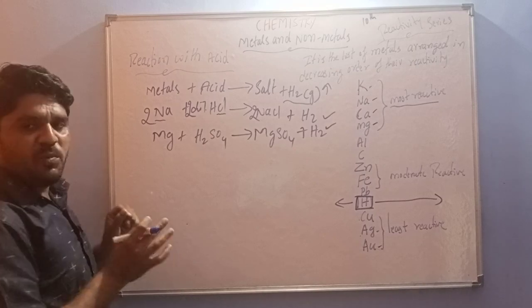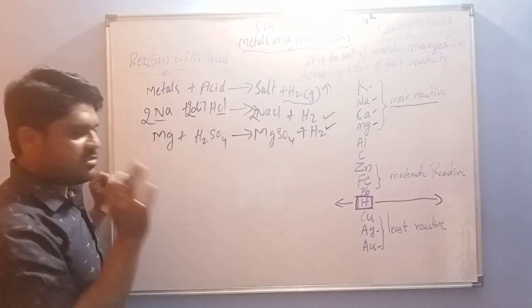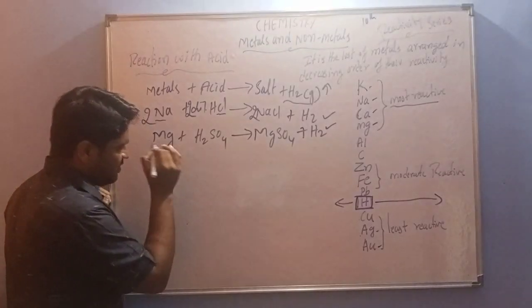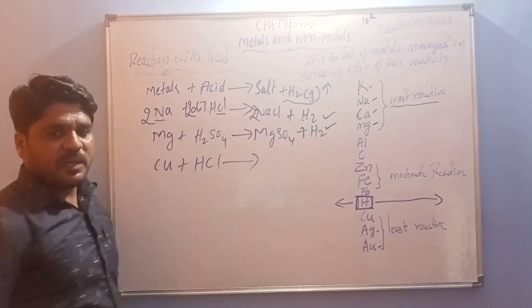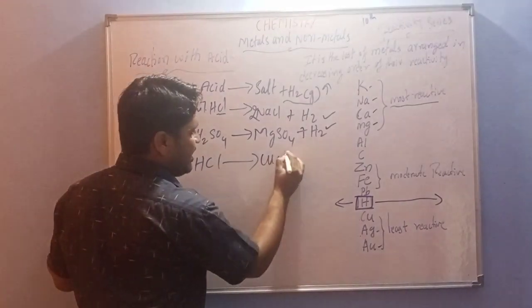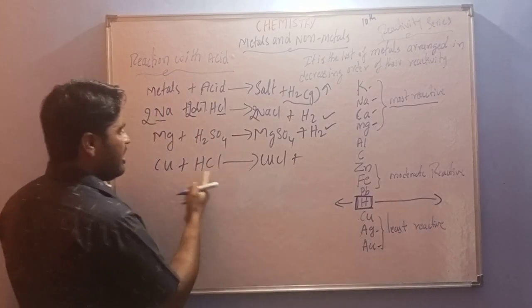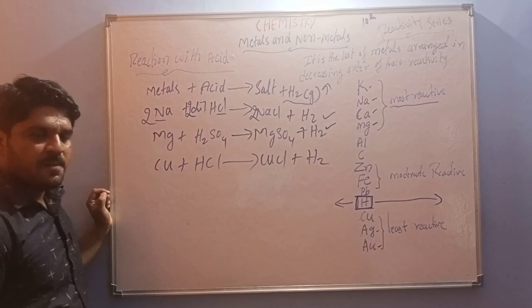So I am writing one more reaction. Can you guess the products? I am taking copper, Cu, and it reacts with HCl. The products are like this: CuCl, copper chloride, and the remaining is hydrogen. Is it correct?